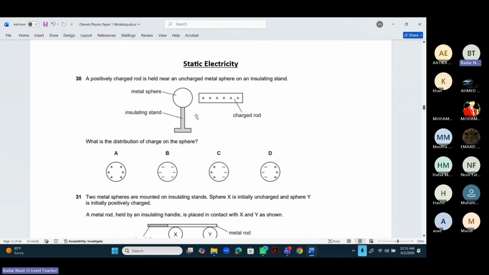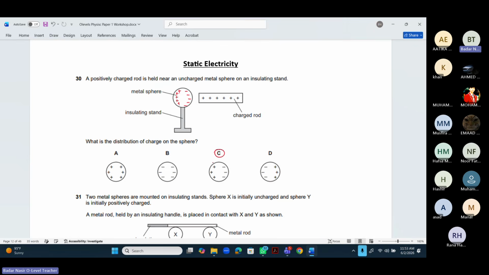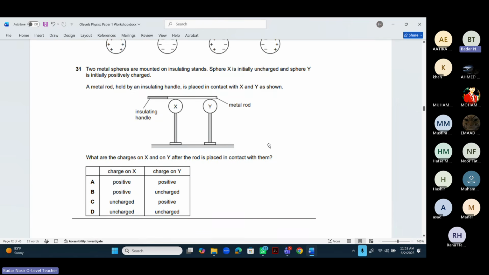A positively charged rod is held near an uncharged metal sphere on an insulating stand. What is the distribution of charge on this sphere? So the negative charges of this sphere will be attracted towards the positive charges, and the positive charges will move to one side. So the correct answer is C.